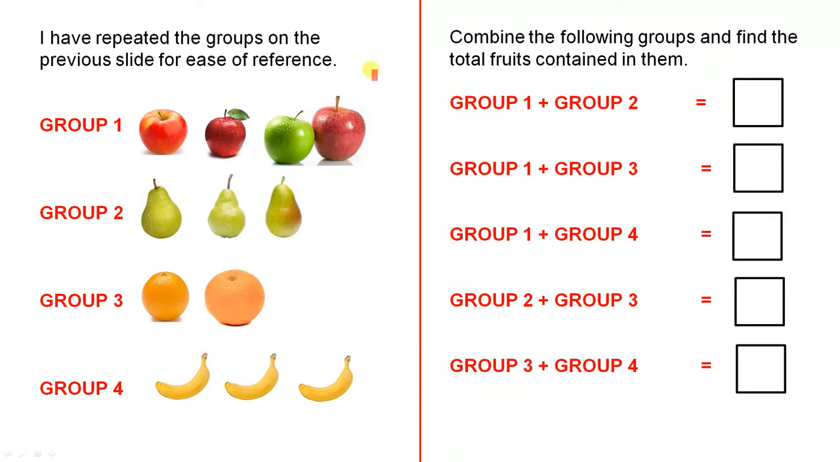I've repeated the groups on the previous slide for ease of reference, so they're exactly the same. Now here's another question we can ask students. Combine the following groups and find the total fruits contained in them. So they'll add those two groups, put the answer there, add those two and put the answer there, add those two and put the answer there, add groups 2 and 3, put the answer there, and add groups 3 and 4 and put the answer there.